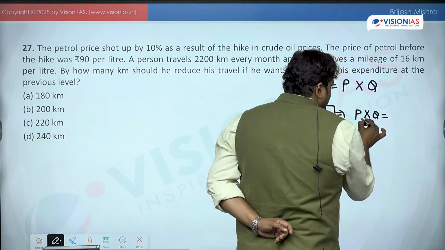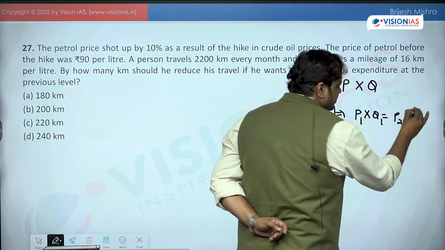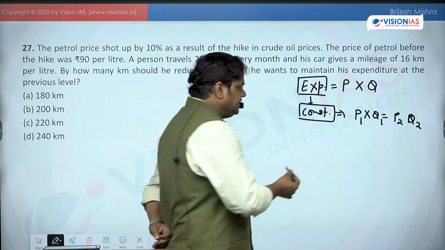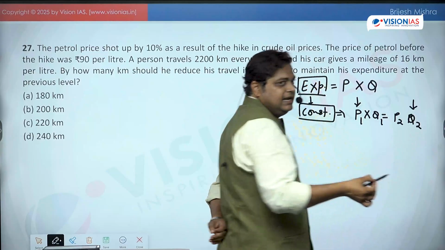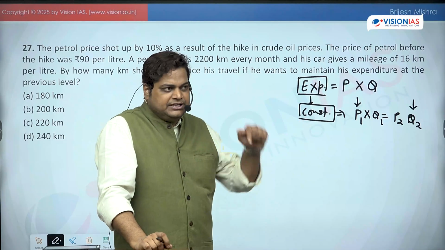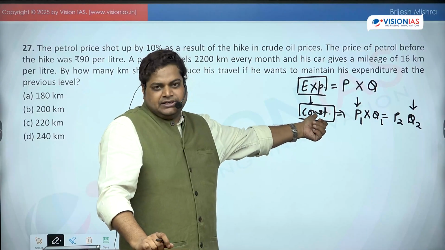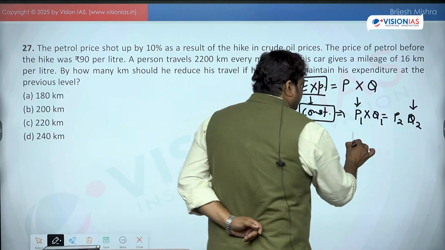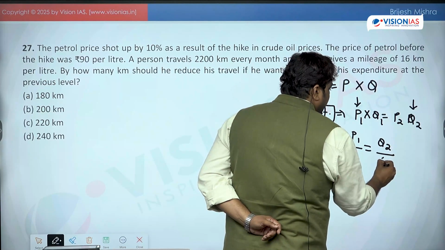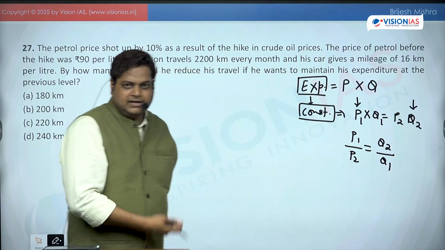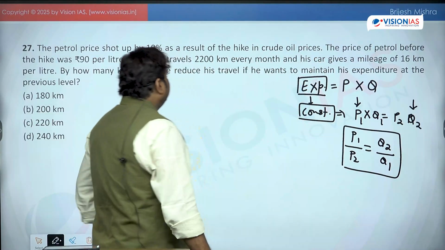If this expenditure is constant, so we can write P1 Q1 is equal to P2 Q2. This way we can write, because expenditure is constant. If we are increasing the price, we need to buy lesser quantities. If we increase the price, we need to buy lesser quantity because expenditure is constant. So P1 by P2 is equal to Q2 by Q1. ये आ रहा है relation? If this is the relation, what is given here?